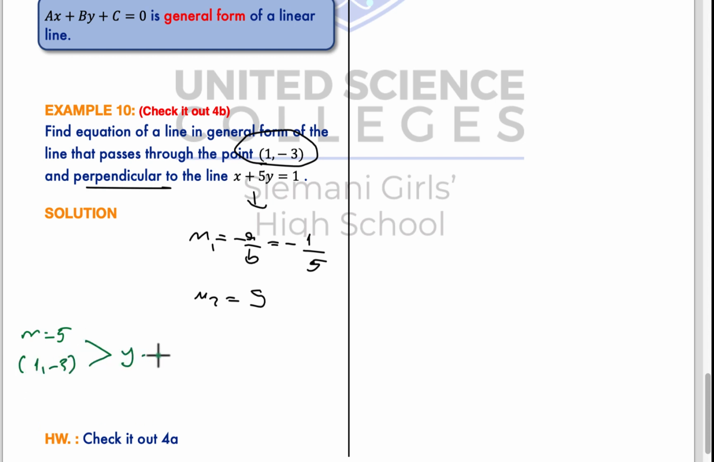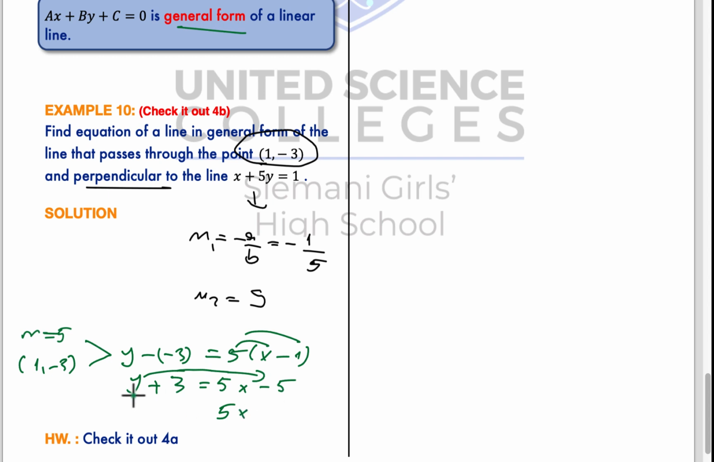Write the equation. y minus y1, which is negative 3, equals m, which is 5, times x minus x1, which is 1. So y, negative negative makes positive 3, equals, distribute this 5 to the bracket, 5x, 5 times negative 1, negative 5. In order for me to write this equation in general form, I need everything on one side of the equation. So let's move everything to one side of the equation. I have 5x here. Beside 5x, bring y. So plus y becomes minus y.